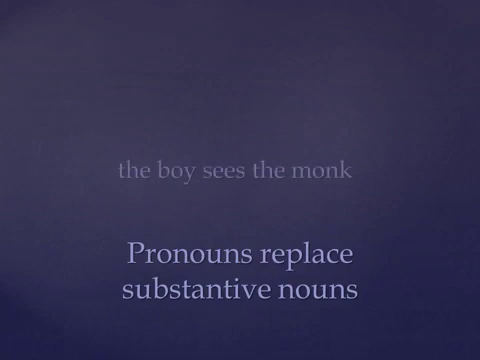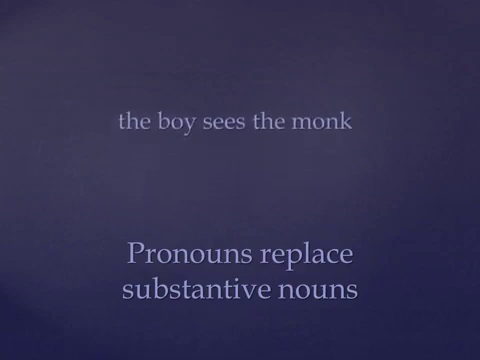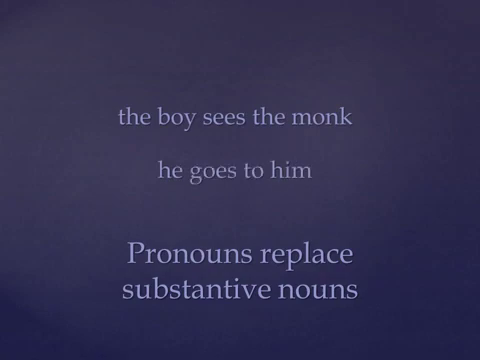If we look at the pair of sentences, the boy sees the monk, he goes to him, the words he and him are both pronouns, whereas adjectives describe nouns, pronouns simply substitute for them. So here we can see that he points back to the boy and him points back to the monk. And that's often the case with pronouns. They often refer back to something or someone else previously mentioned.